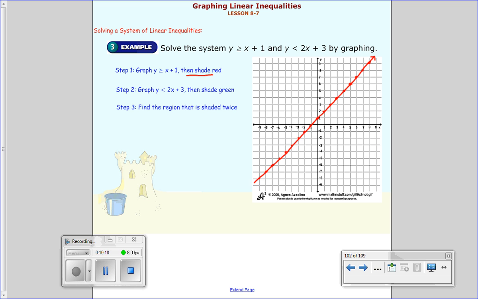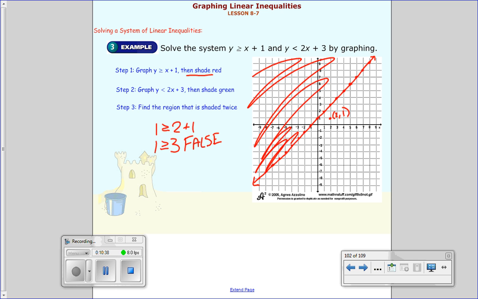Now I go through that first step. I have to find an answer that works for each. So I'm going to go ahead and do the 2, 1 here. If I put that into an equation, 1 is greater than or equal to 2 plus 1. That means 1 is greater than or equal to 3. That is false. So I'm going to shade the other side red. There we go.